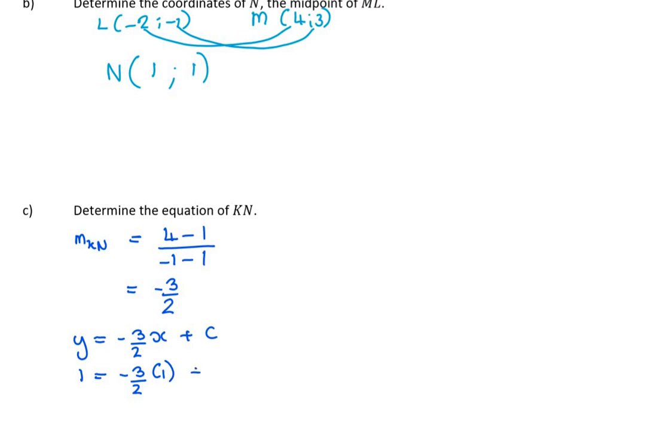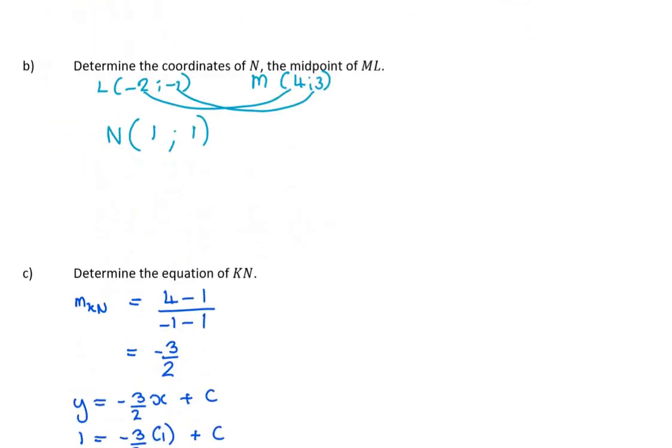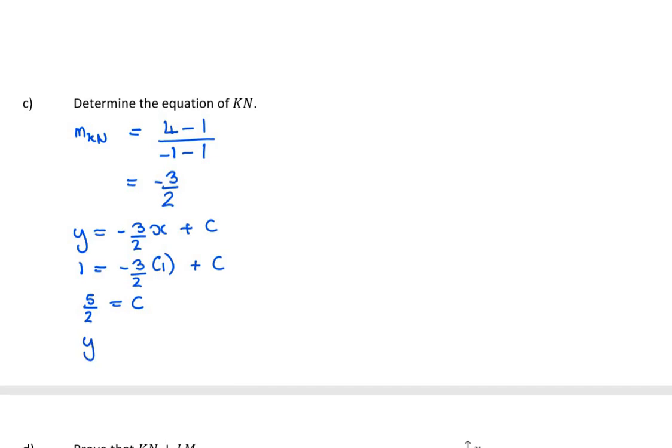If I substitute in (1, 1), I'll end up with 1 + 3/2, which is 5/2, is equal to c. Again, is that possible? Well, 5/2 is 2.5. So is it possible for the y-intercept to be 2.5? Well, this has a value of 4 up at K, so that does seem entirely possible. So therefore, my equation is y = -3/2 x + 5/2.